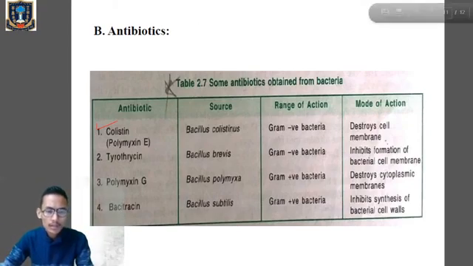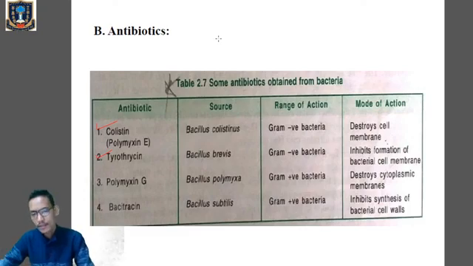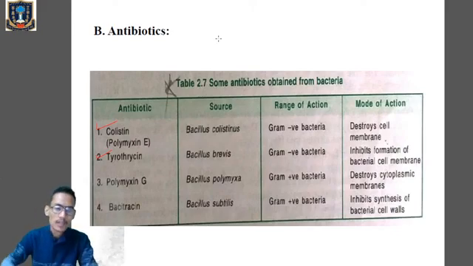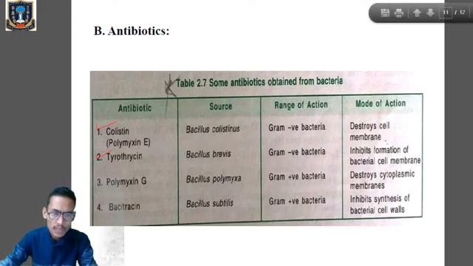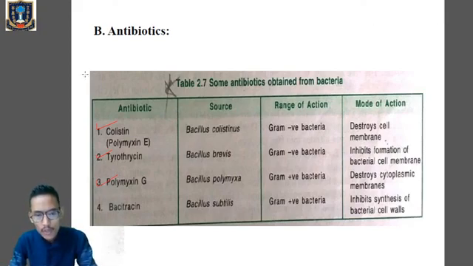Number two, tyrothricin. Source is Bacillus brevis. Range of action is against gram-negative bacteria. How does it work? It will inhibit the formation of the bacterial cell membrane. Inhibit means to stop. Number three antibiotic is polymyxin G, and here the source is Bacillus polymyxa. The range of action is against gram-positive bacteria. It works by destroying the cytoplasmic membrane.